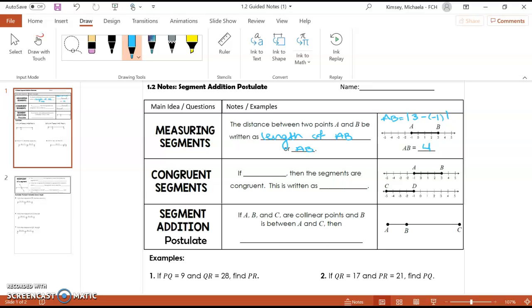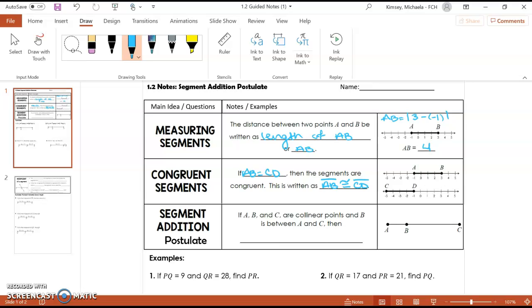Congruent segments: if AB equals CD, then the segments are congruent. This is written like this. We have AB, and this segment is congruent. This equal sign with this little squiggly on top means congruent. So AB is congruent to CD, that segment.